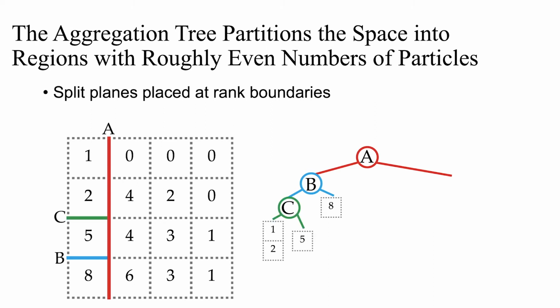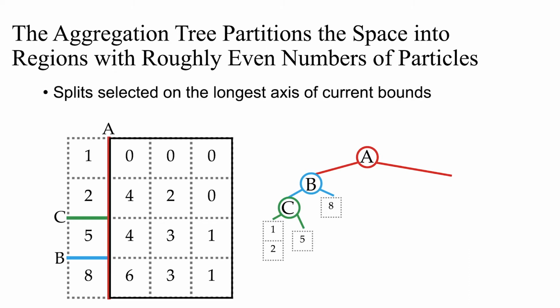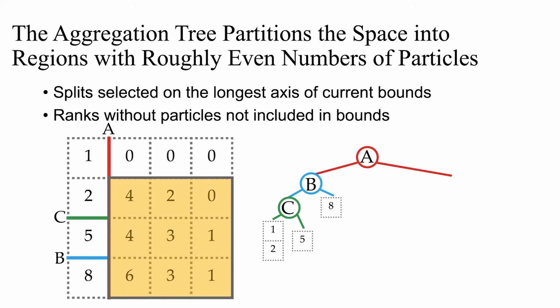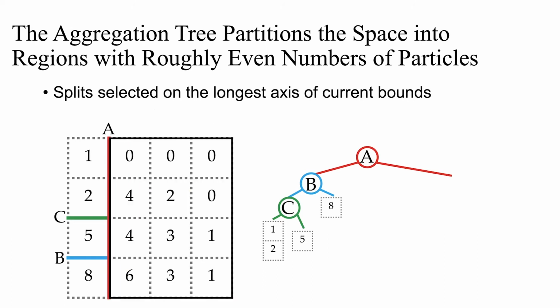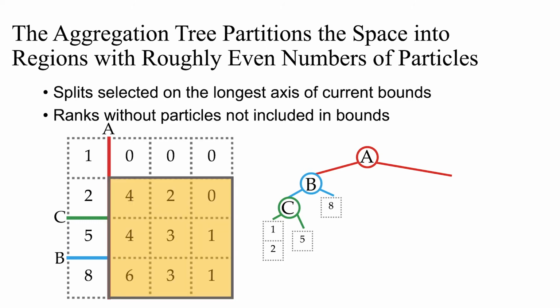Down the left subtree, we place the splitting plane for C and return to compute the right subtree of A. As I mentioned before, the splitting planes are selected on the longest axis of the current bounds. However, ranks without particles are not included in the bounds computation. So instead of computing this 3x4 grid, we will actually consider just this 3x3 grid when picking which axis we're going to split along.